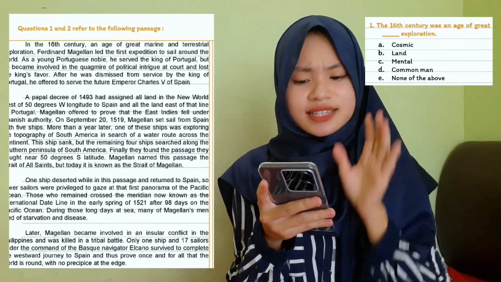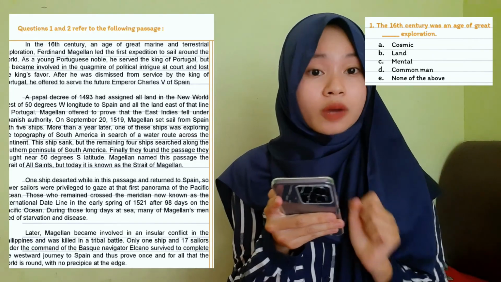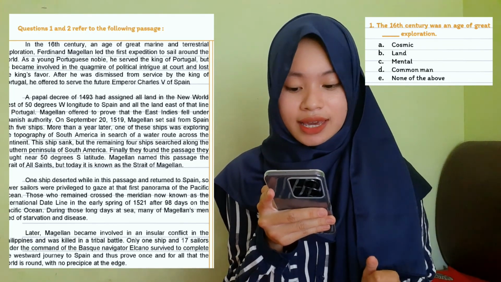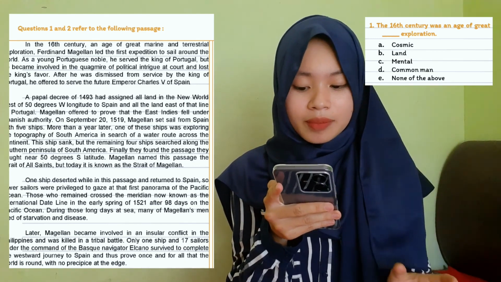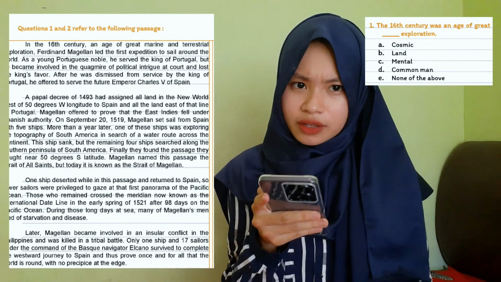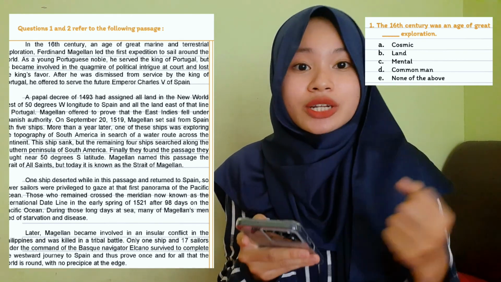Here I am going to give you examples of how to do these tips and tricks. I have 2 questions right here. The first question is, the 6th century was an age of great blah blah blah explanation. The options are A. Cosmic, B. Land, C. Mental, D. Common man, E. None of the above. When we do the reading task, read the questions first.